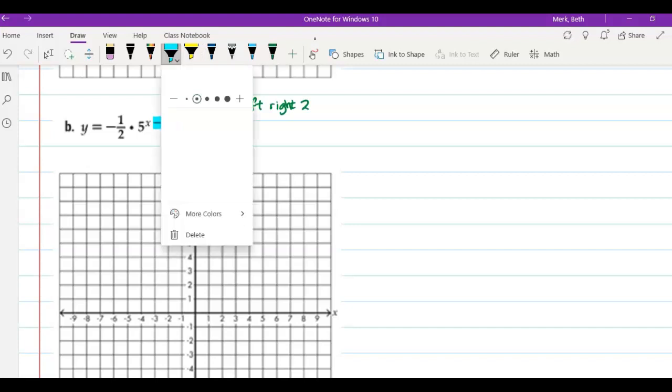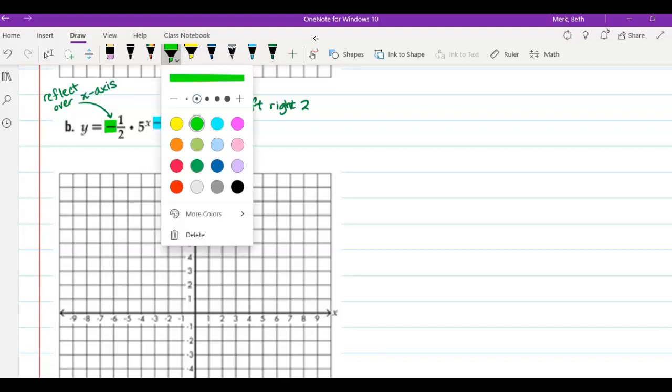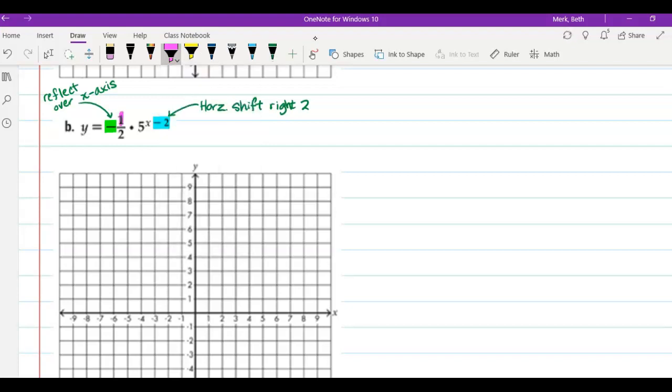We also have something else happening here. We have a negative sign out front. What does that do? That's going to make it reflect over the x-axis. And then finally, we have this 1/2 out front. What does that do? That's a vertical compression.